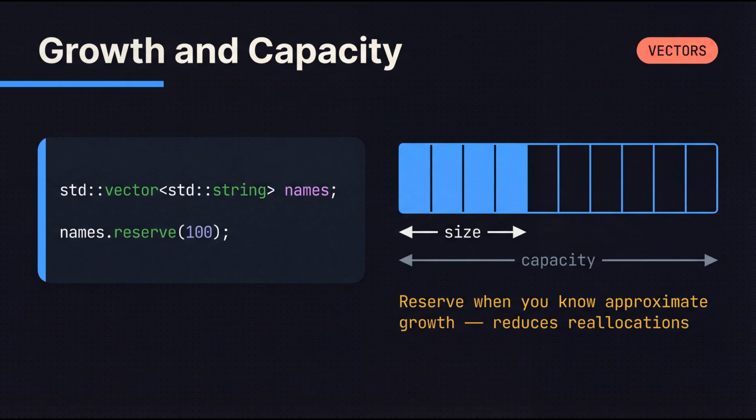When you then push_back into the vector, it uses the reserved space without reallocating, until you exceed the reserved capacity. This matters for performance in tight loops and for avoiding iterator invalidation, which we'll cover in a moment. Reserve is cheap insurance against repeated reallocations.